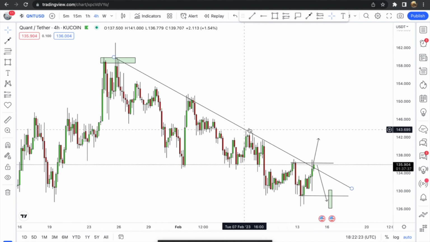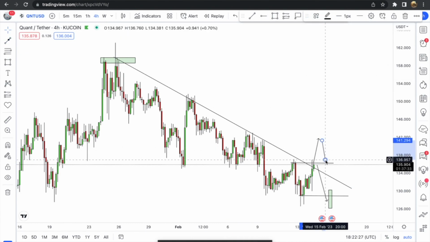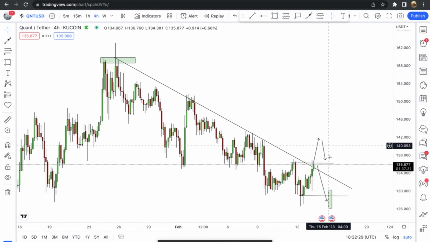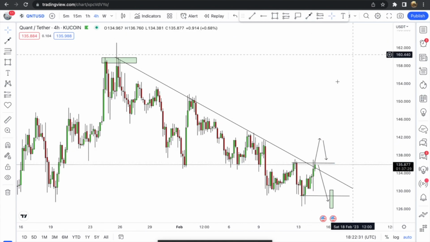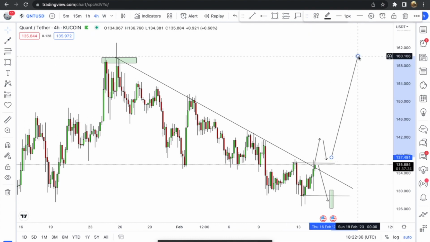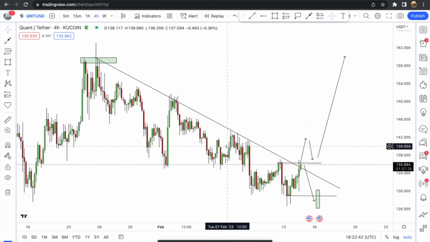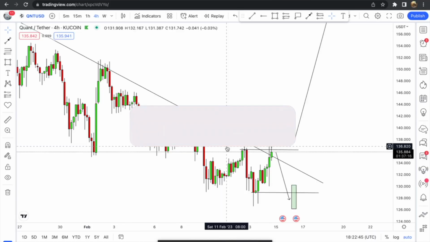You might run into this little area of resistance here, you could pull back then to this area of what would be your support, you might get a bit of a double bottom, or you might just get the straight retest, and then you could perhaps start targeting these highs that we've basically put in not too long ago. So yeah, that's my outlook on Quant for today on the 4H time frame.